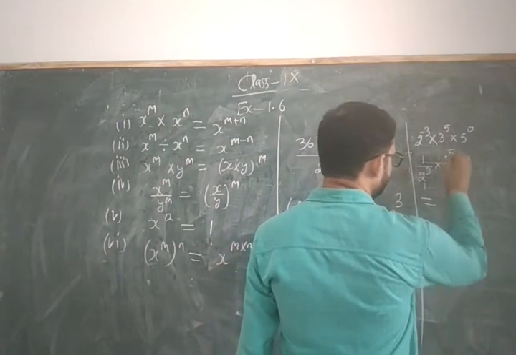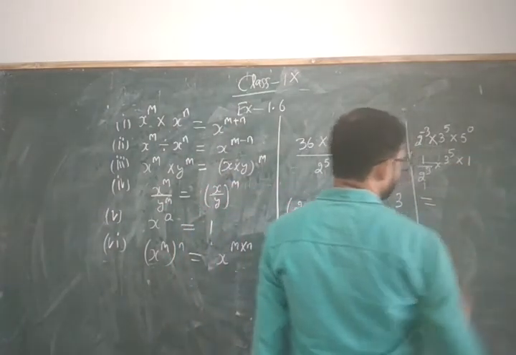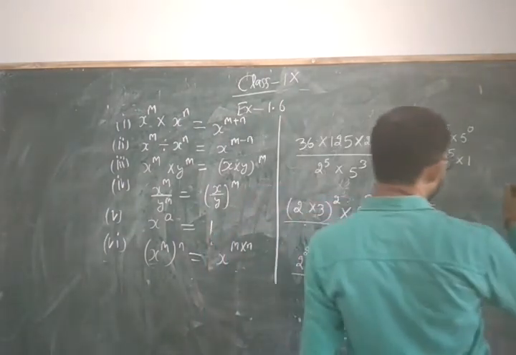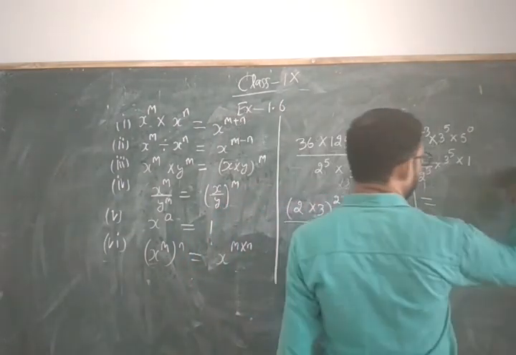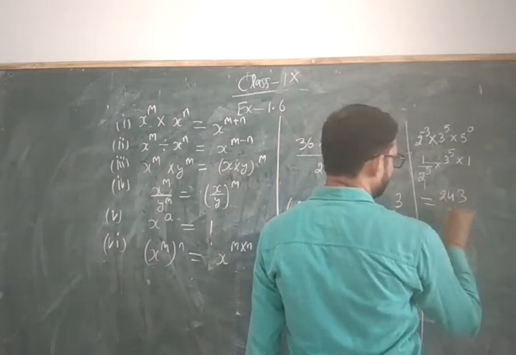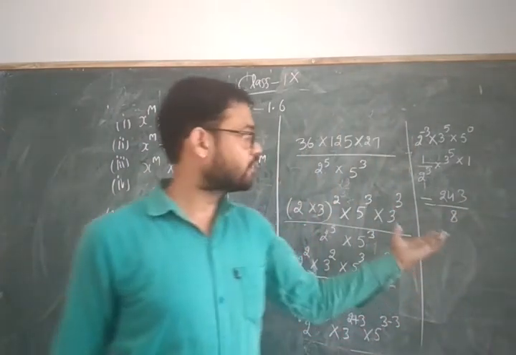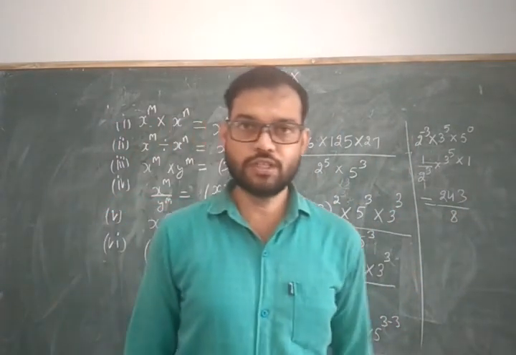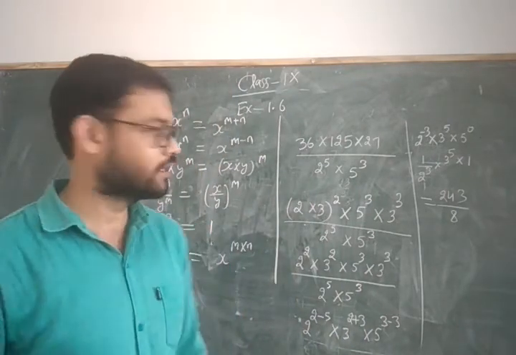So it becomes 3 raised to power 5, which is 9 nines are 81, 81 into 3 is 243, upon 2 raised to power 3 which is 8. So this is your required solution which we are finding here.